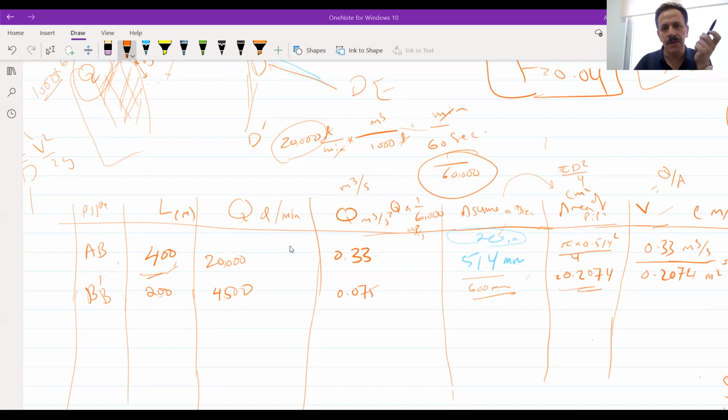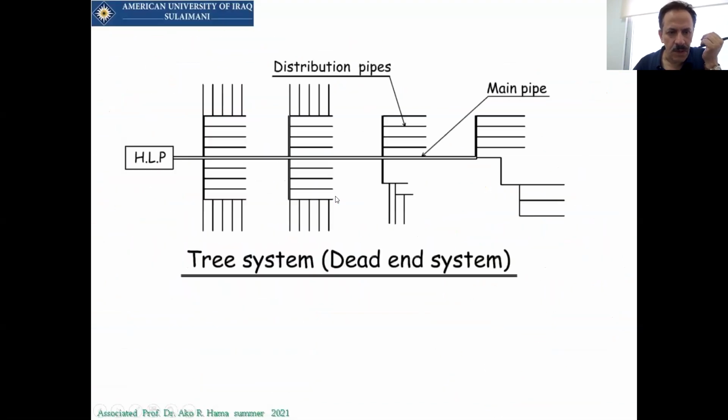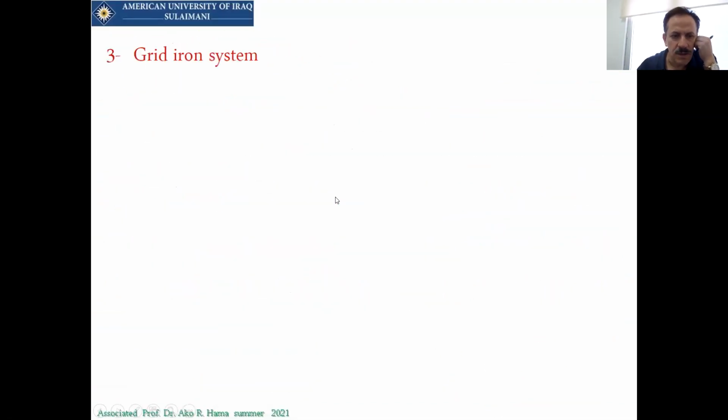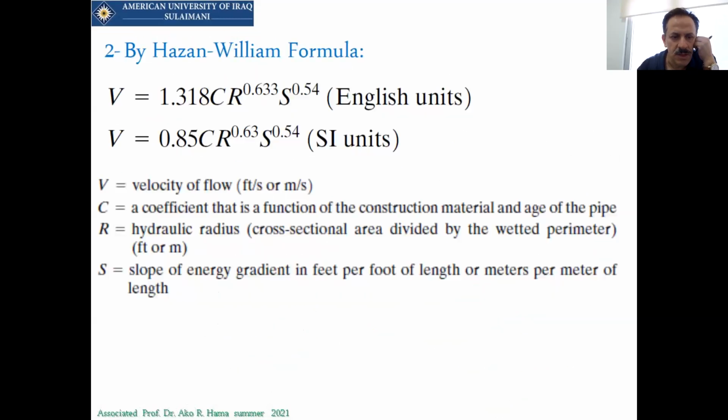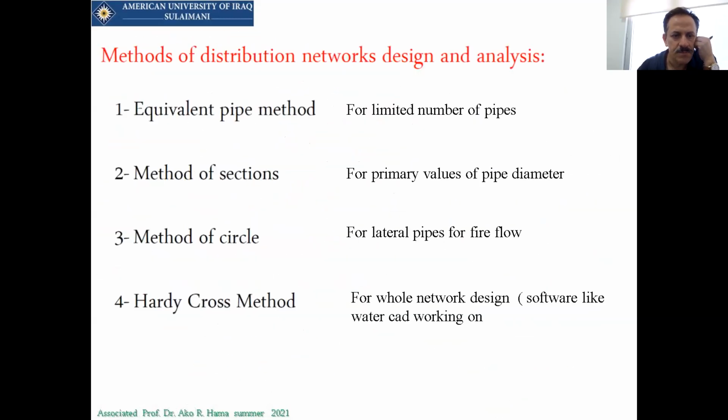By the way, there are other methods I will let you know for assuming the diameters. This will be based on the knowledge and the demand of the water. There is a method called the method of sections. It will help you, let me show it to you. We have 4 methods that we use for the design.